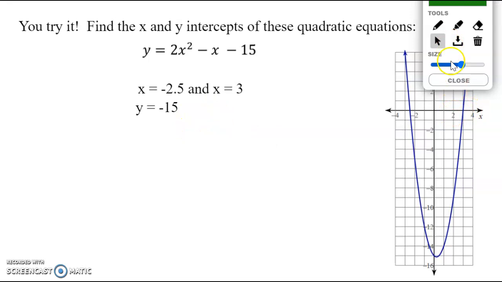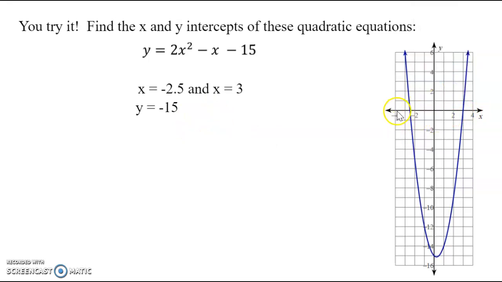Alright, and that is confirmed by this graph. Negative 2.5 is in between negative 2 and negative 3. It's actually negative 2.5, and positive 3 is the x-intercept, and the y-intercept is when y is equal to negative 15.